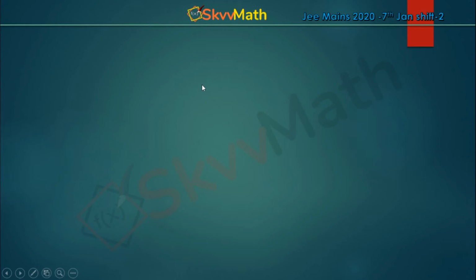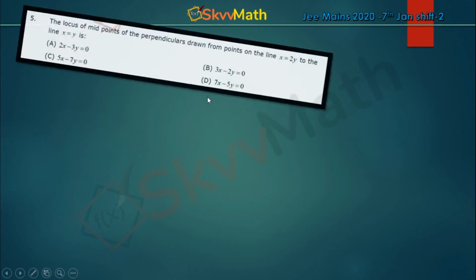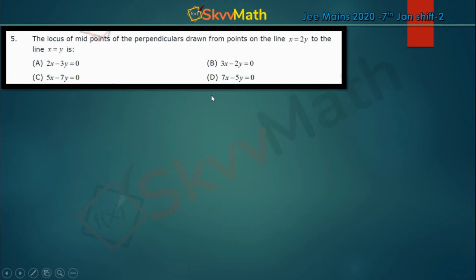Now we discuss one more problem from JEE Mains 2020, 7th January, shift 2. The problem is actually from straight lines. The question is like this: the locus of midpoints of the perpendiculars drawn from the points on the line x = 2y to the line x = y. Right, here we have to find out, it's a problem of locus. Locus of midpoints of the perpendiculars drawn from the points on the line x = 2y to the line x = y.